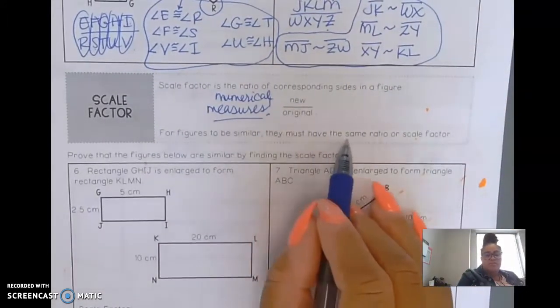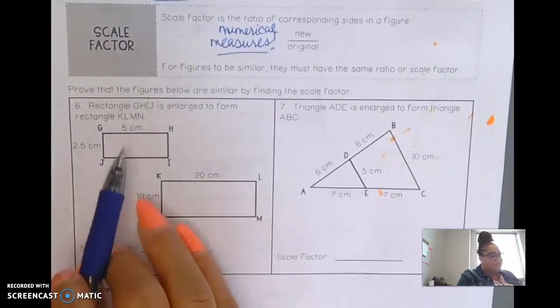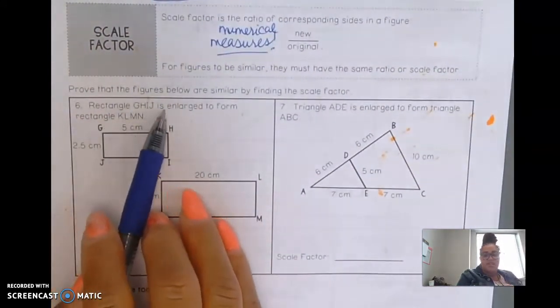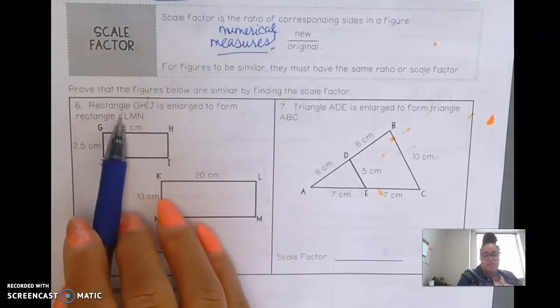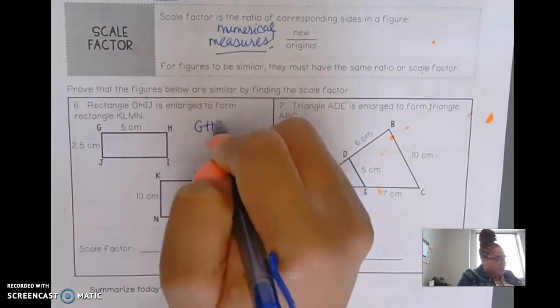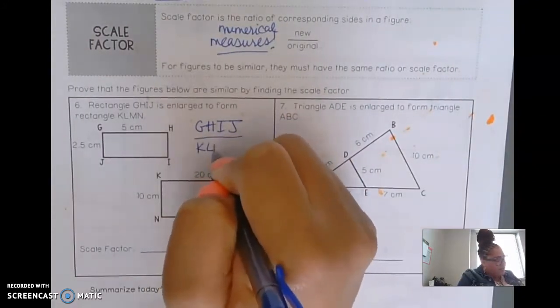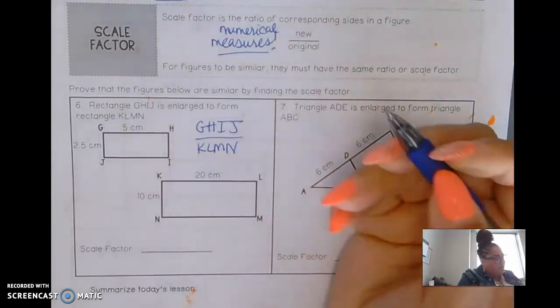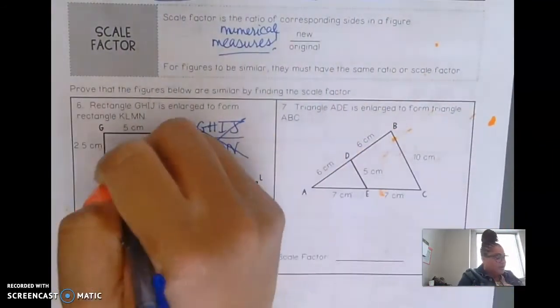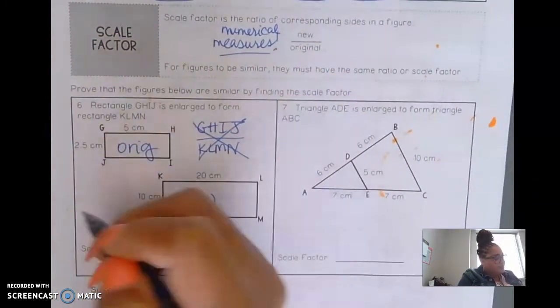For figures to be similar, they must have the same ratio or scale factor. So for number 6, it says rectangle GHIJ is enlarged to form rectangle KLMN. So I'm going to write GHIJ is enlarged to form KLMN. Oh, you know what? Actually, this is wrong. I need to write original and new.